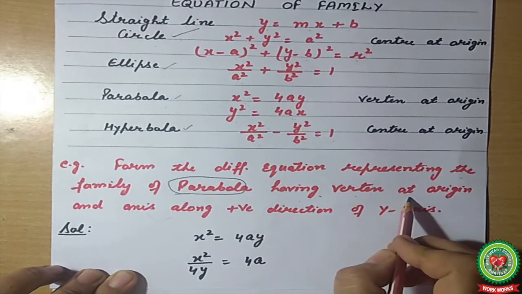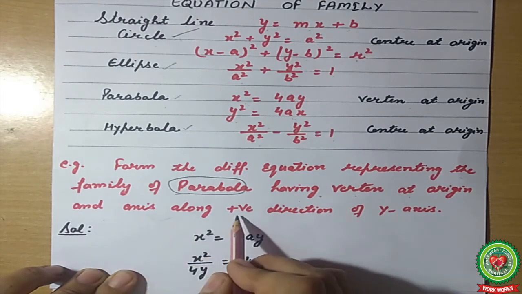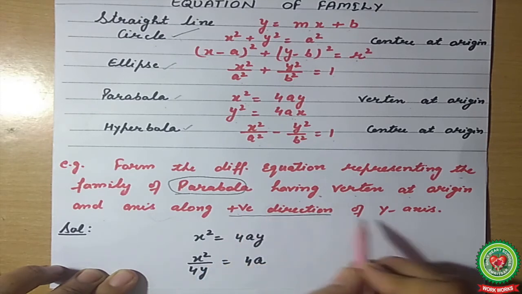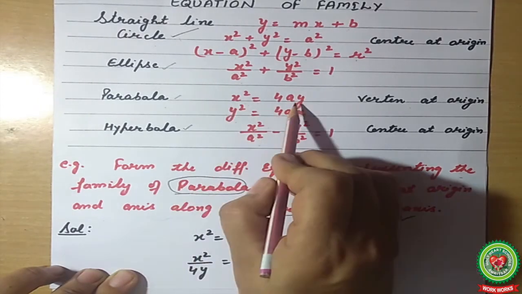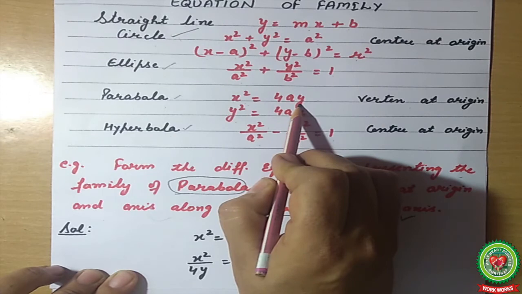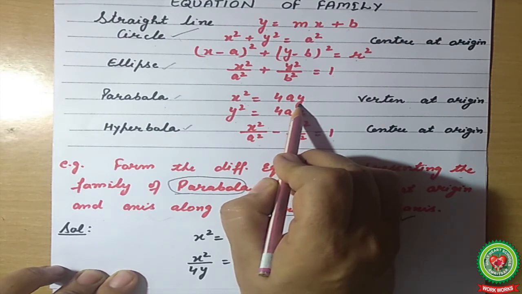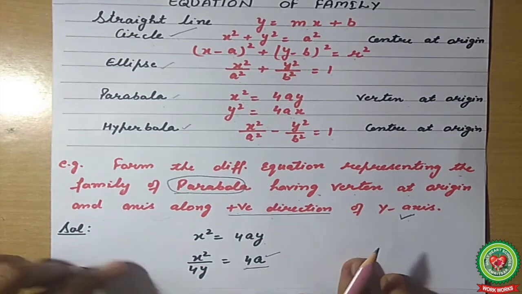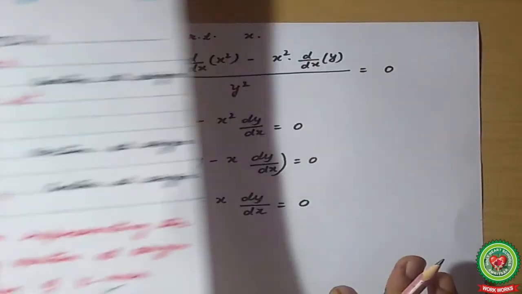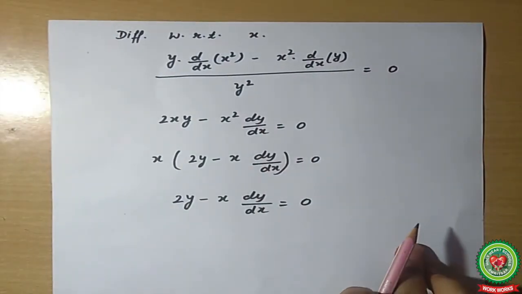Having vertex at origin and axis along positive direction of y-axis, it means the equation is x square is equal to 4ay. We will write down the equation. We will separate the arbitrary constant from this equation: x square upon 4y is equal to a. a is the constant here. Only one constant is here, so we will differentiate only one time.